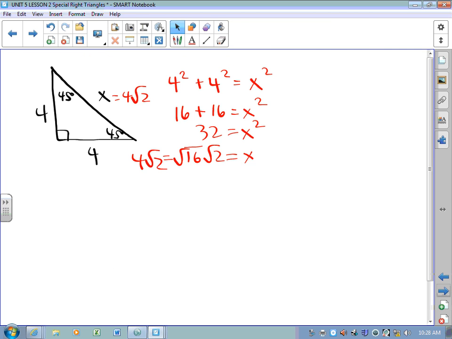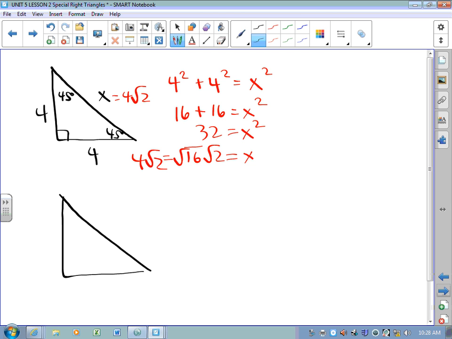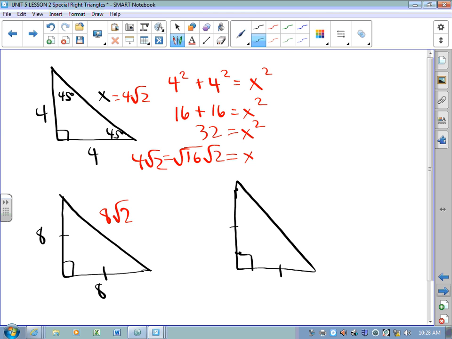And that enables me, in a pinch, to say, okay, if this is a 45, 45, 90 right triangle, and the legs are both 8, what is the hypotenuse? Well, the hypotenuse is 8 radical 2. And similarly, if I have a 45, 45, 90 right triangle, and the hypotenuse is 18, well, the 18 is some leg times radical 2, where x is the leg.